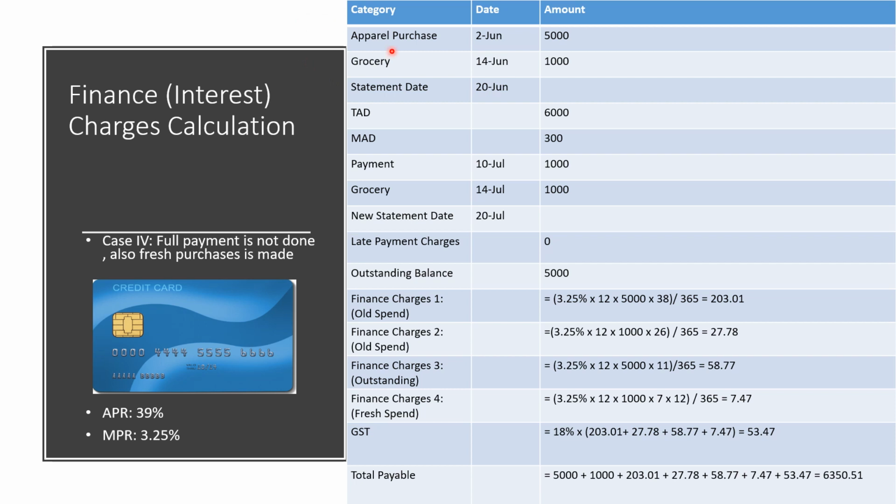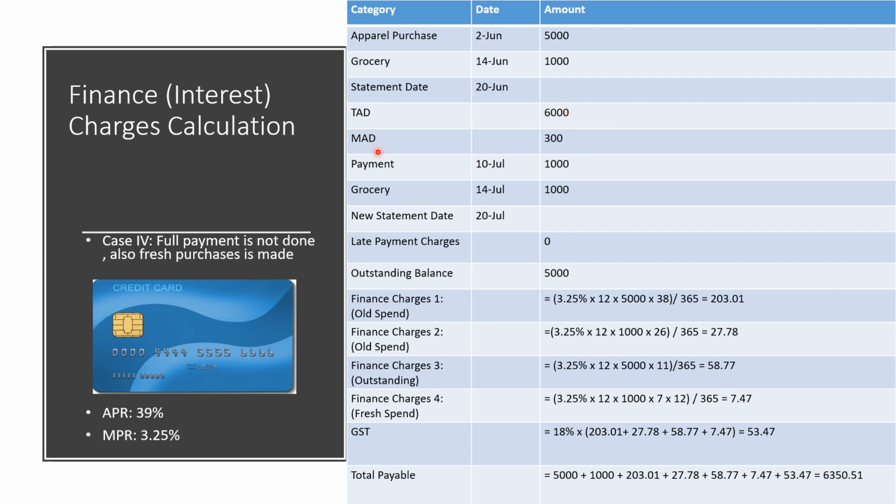So let's say a shopping transaction has been done, as you love shopping, on the 2nd of June for 5,000 rupees. On the 14th of June, another transaction of grocery has happened for 1000 rupees. The statement date is on 20th of June. So the total amount due would be 5000 plus 1000, 6000 rupees. And the minimum amount due would be 5% of the total amount due, which is 300 rupees.